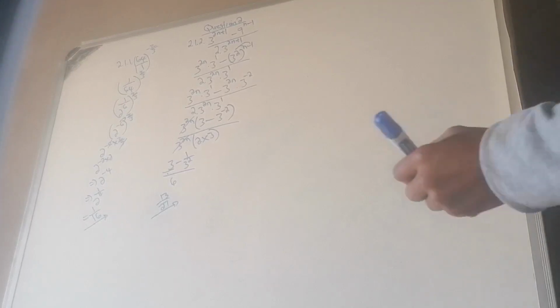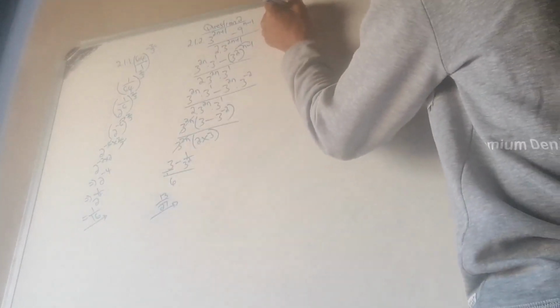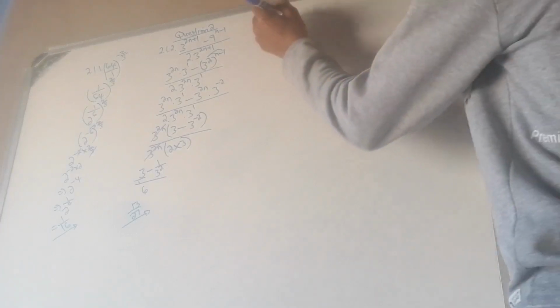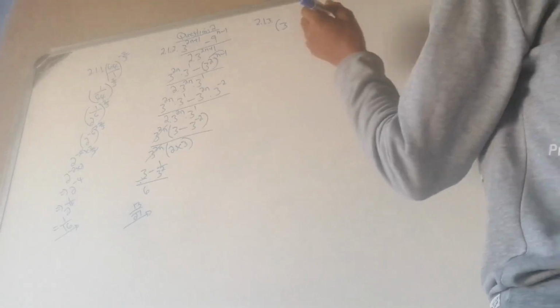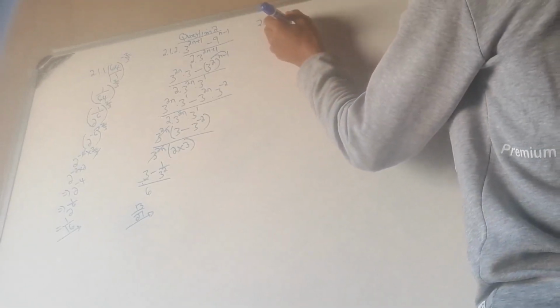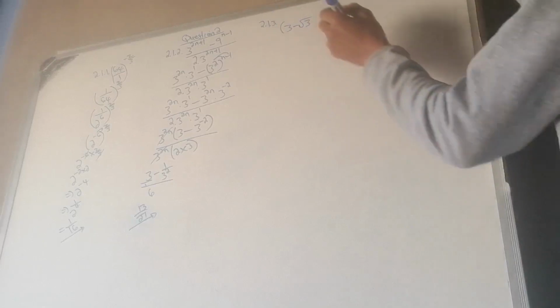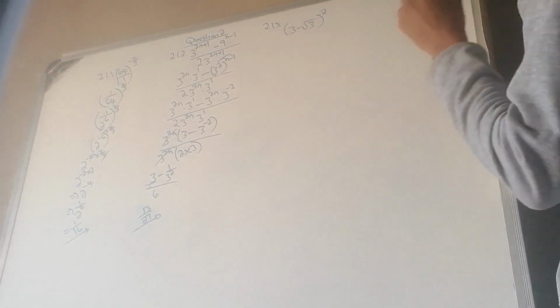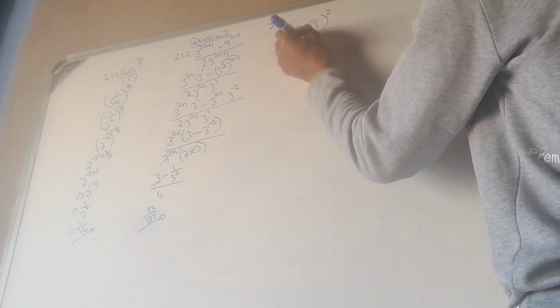Right. Let's go to 2.1.3. Open bracket 3 minus square root 3, close bracket all squared, all over square root 3 multiplied by square root 6.